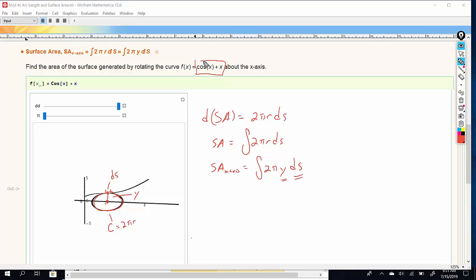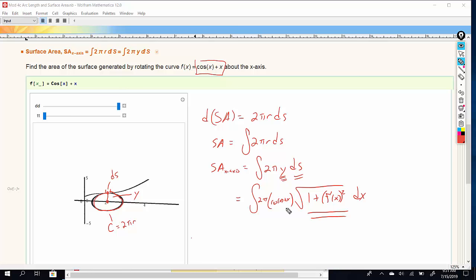So in my specific case, I know that I can use ds equals the square root of 1 plus the derivative squared, just like I did in the previous problem, and that would result in my ds being a function of x. So in that case, I would just have to replace my y value with what it's equal to with respect to x. And in this case, that's cosine of x plus x. And I would then integrate that from 0 to 3.